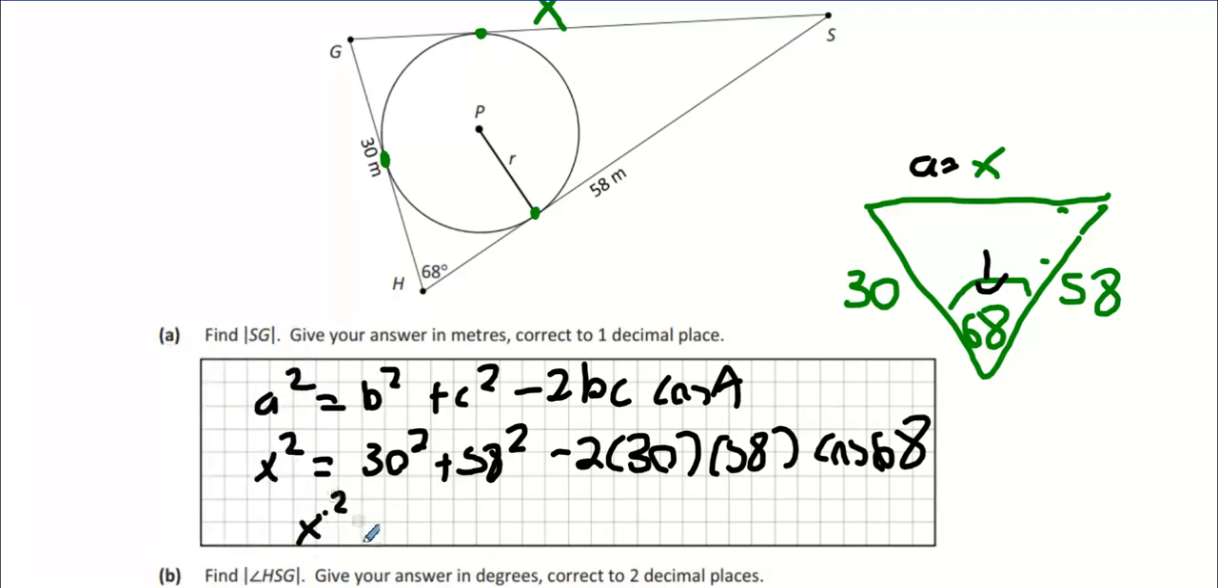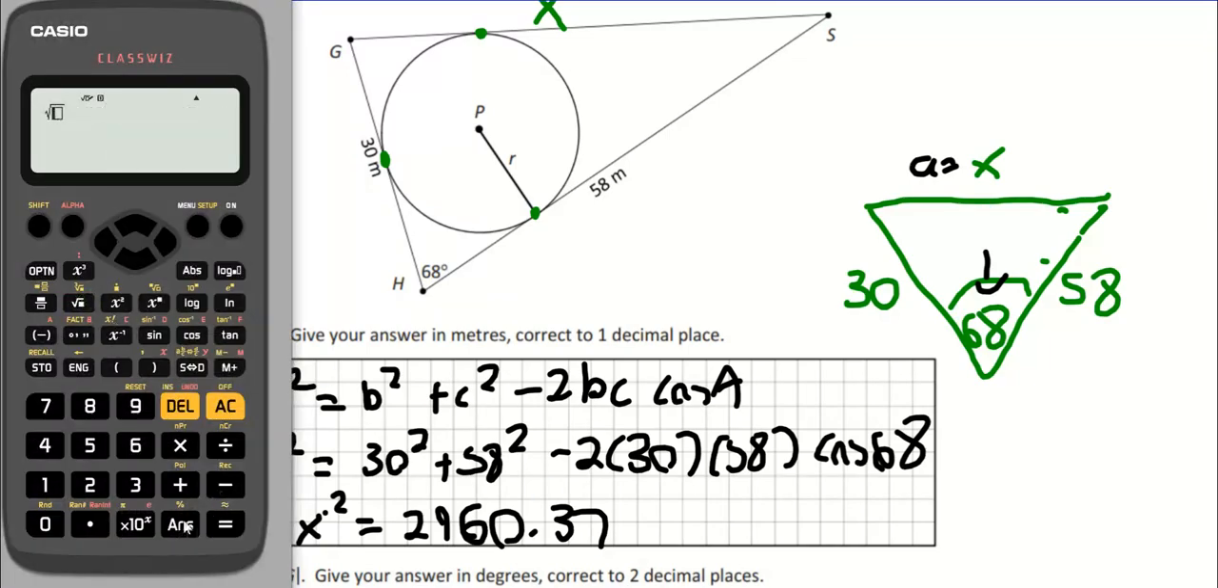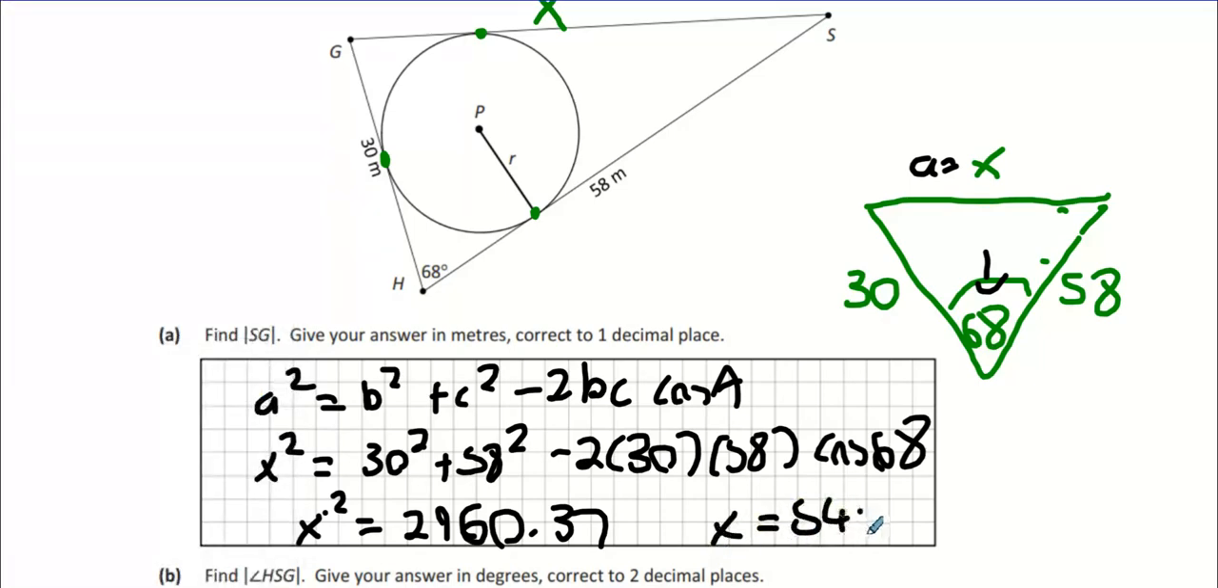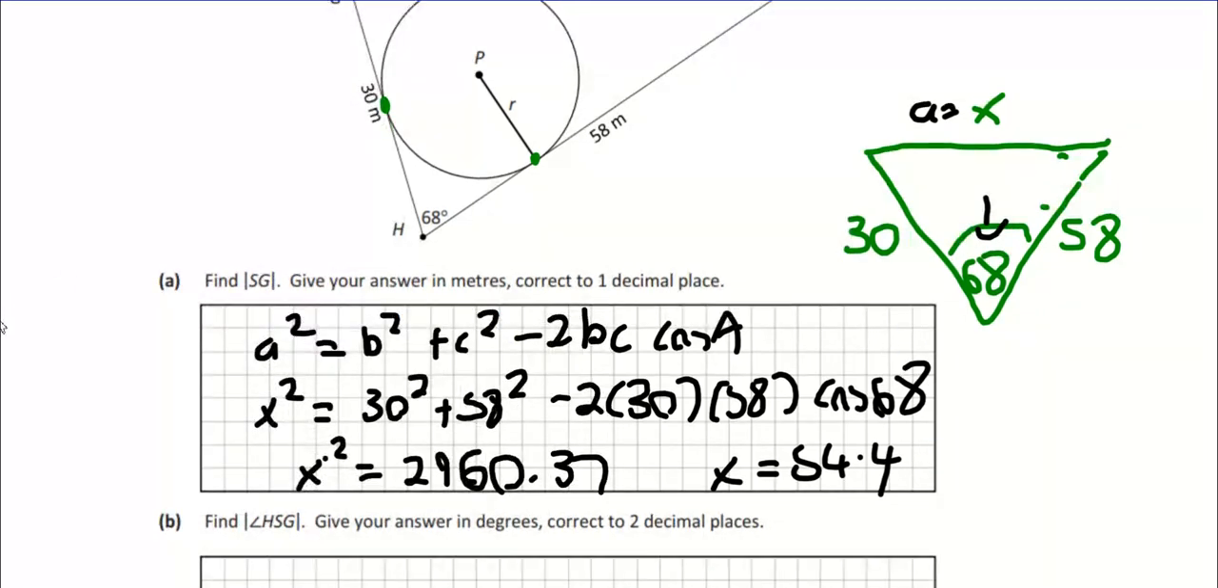2960.37. Square root your answer, and you get 54.4. So that is your first question done, and look at how many marks it goes for. Always worth knowing. So that goes for 10 marks out of 55, so it's a good one to start off with.